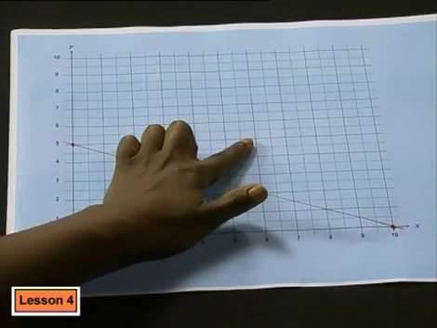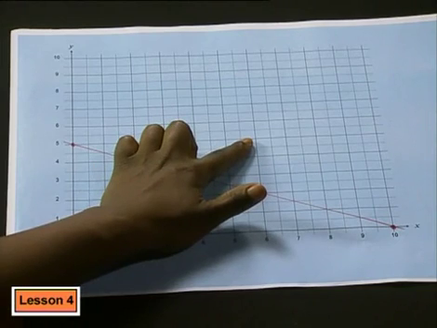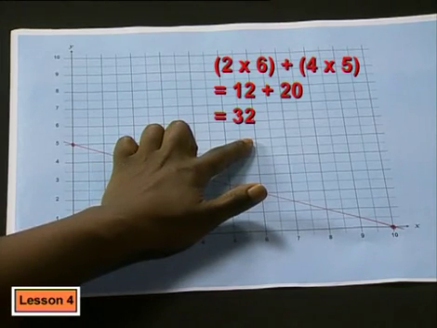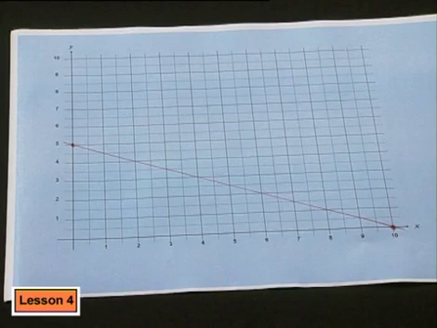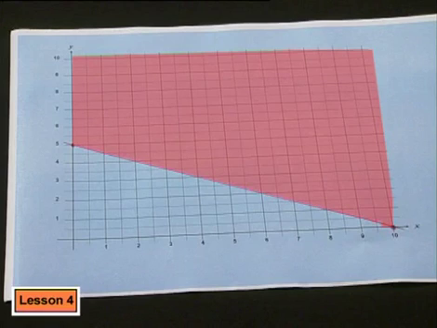Just to be sure, let's check that by testing a point on the other side of the line. Let's take 6, 5. x is 6 and y is 5, so we get 2 times 6 is 12, plus 4 times 5 is 20. 12 plus 20 is 32. 32 is more than 20, so this point definitely satisfies the inequality. You could test some more points, but you will find that the points on this side of the line satisfy the inequality. To show this, we can shade the whole area. The shaded area shows all combinations where there are enough or more than enough carbohydrate units in the mixture.